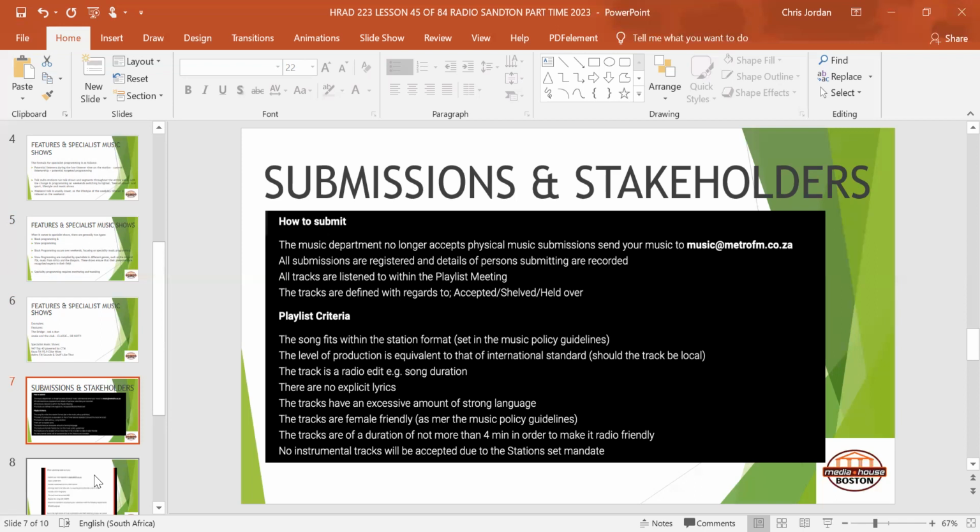So again, the tracks are female friendly as per the music policy guidelines. The tracks are of a duration of not more than 4 minutes to make it radio friendly. No instrumental tracks will be accepted due to a station's mandate. And that makes sense, right?